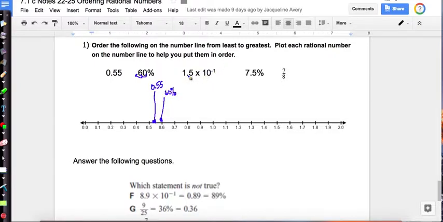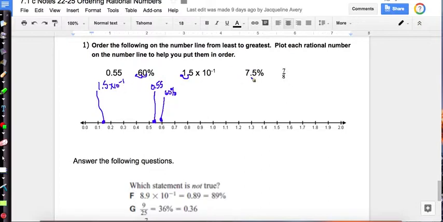Okay, this one, 1.5 times 10 to the negative first. If I change it, I move it 1 to the left, so it would be 0.15, which would go between 10 hundredths and 20 hundredths, so right in the middle. 1.5 times 10 to the negative first.